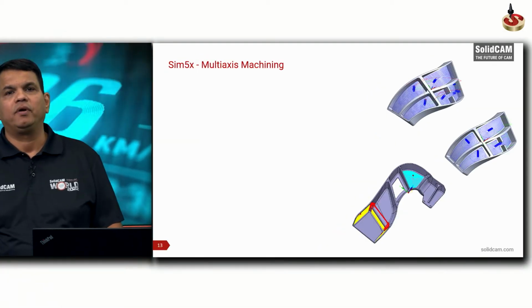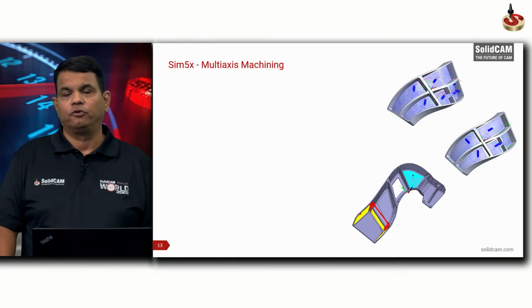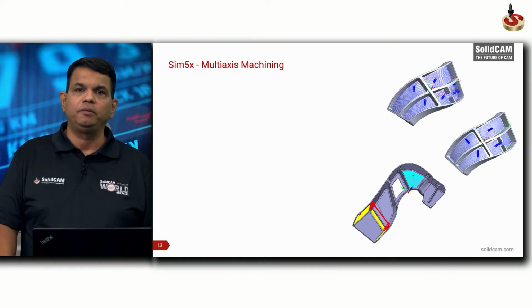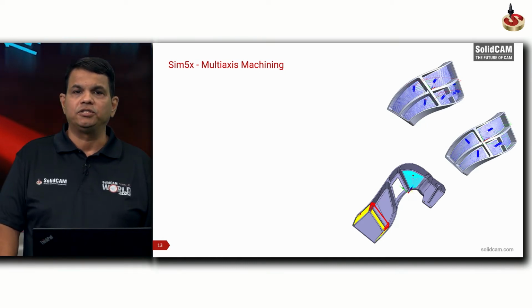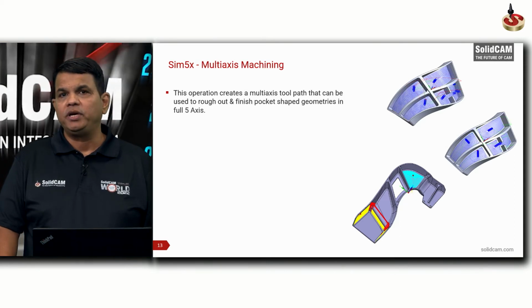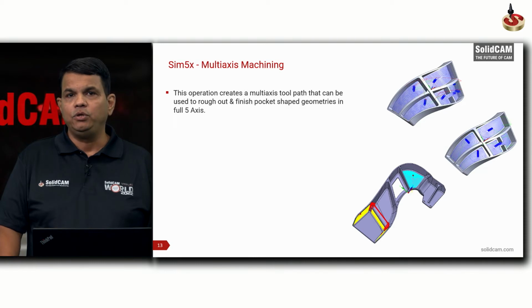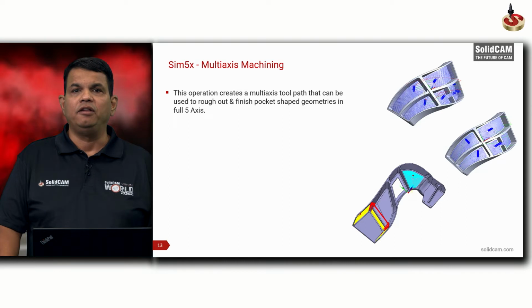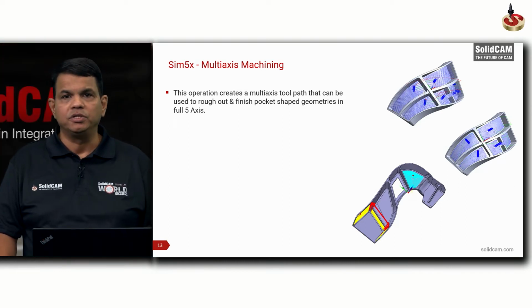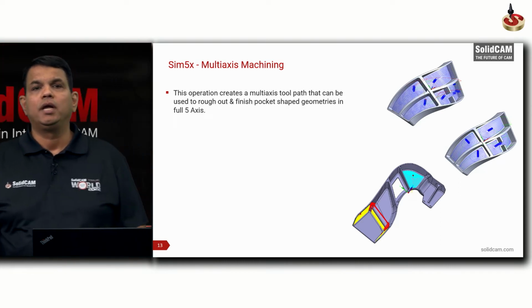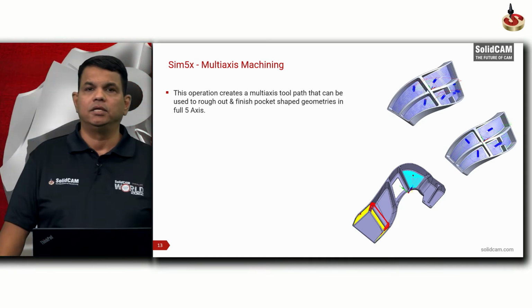Next, apart from generic 4 and 5 axis, we have multi-axis machining, which includes multi-axis roughing. This operation creates a multi-axis roughing toolpath that can be used for either roughing or even finishing of pocket-shaped geometries in full 5-axis. You can see the examples right on the screen and where you would possibly apply this solution.